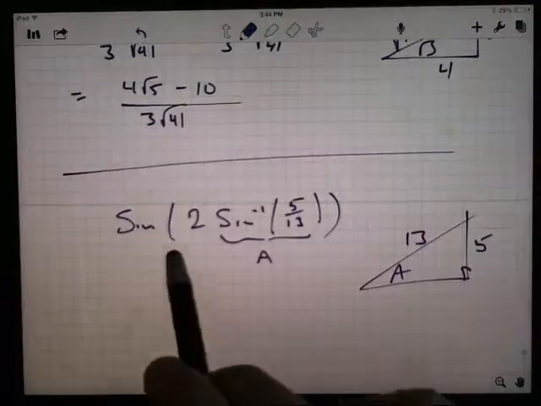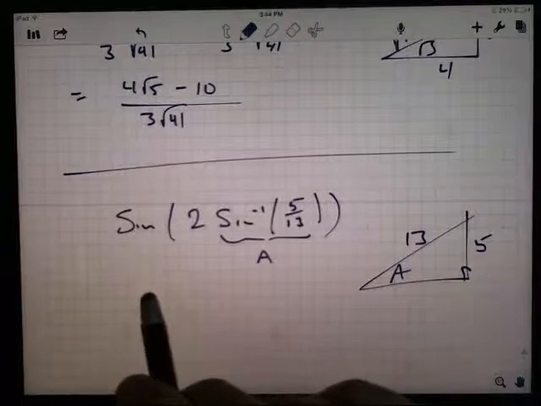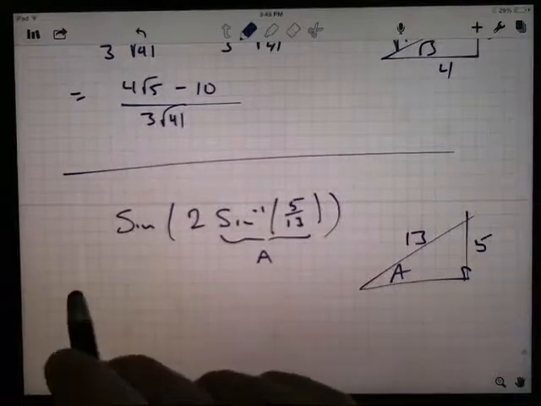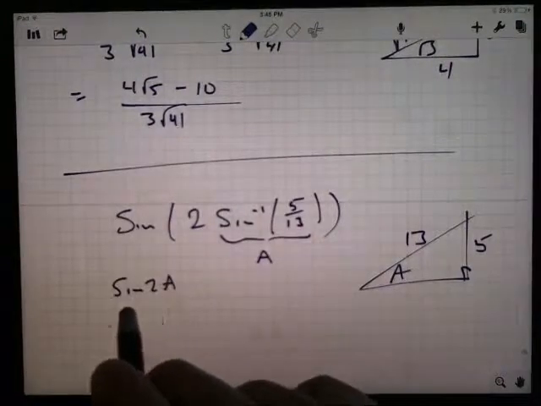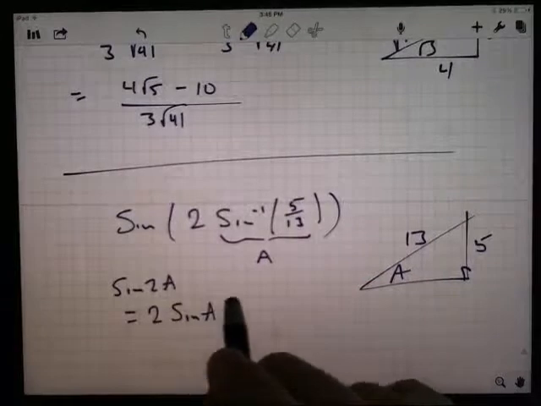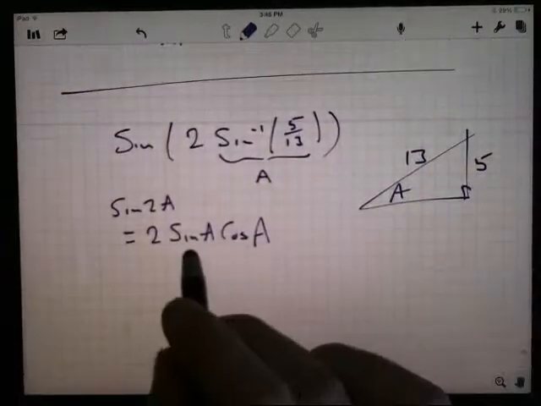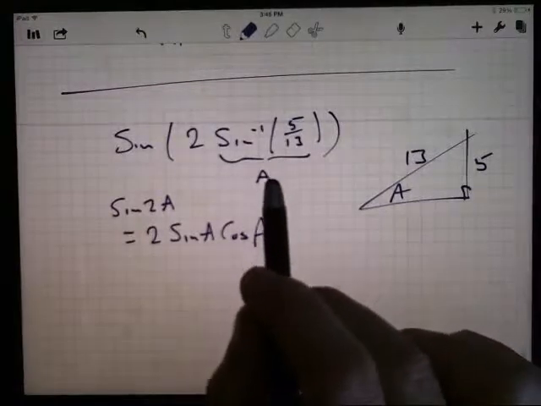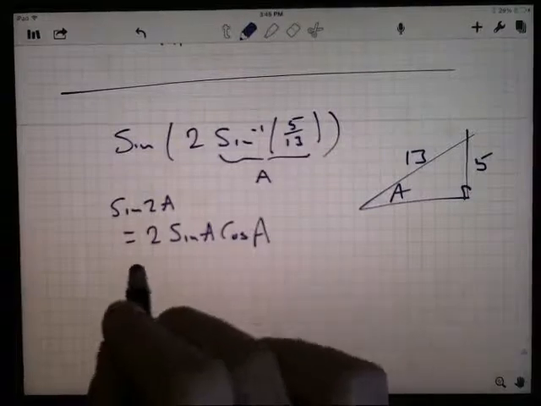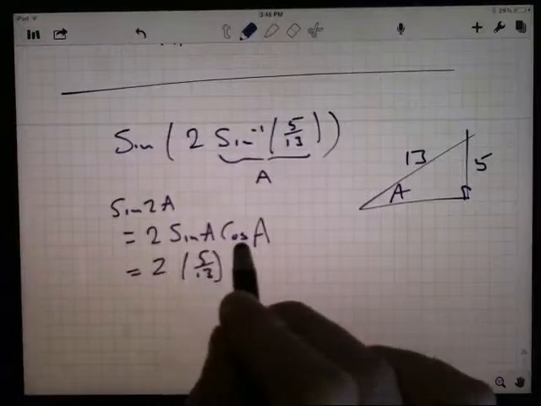And now I'm asking you, what's the sine of twice that angle? Well, that's going to have to take a little more work. But I've got a double angle formula, right? This is the sine of 2 times A. That's equal to 2 times the sine of A times the cosine of A. And do I know the sine of A? Heck, I was given the sine of A because they told me that A is the angle whose sine is 5/13. So what's the sine of A? It's 5/13.